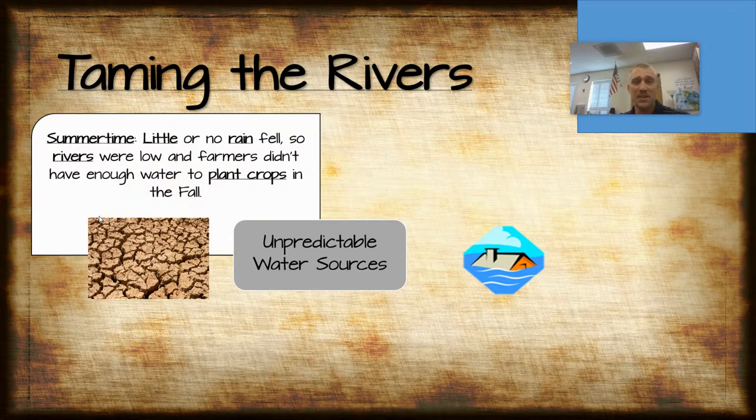Sometimes in the summertime, there'd be little or no rainfall, so the rivers were very low. And obviously, if the rivers are low, farmers aren't going to have enough water to water the crops in their fields. Maybe they're not going to have enough water for their personal use as well. So that's obviously not a good situation. So sometimes there's just not enough.